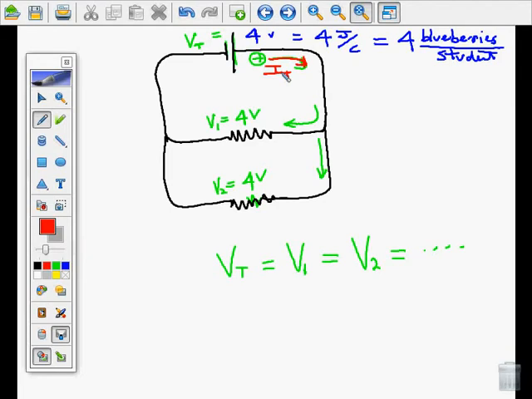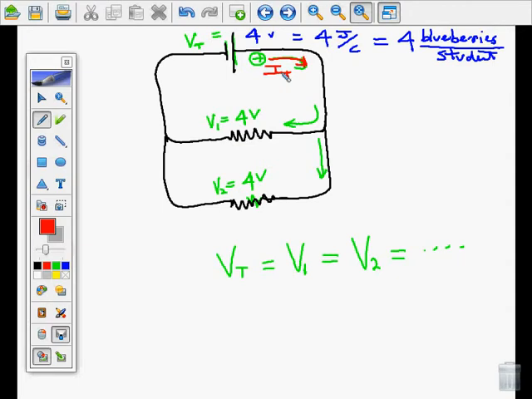Volt. Power, or watt, is joules per second. Work over time, joules per second. Alright, anyway, amperes, coulombs per second.